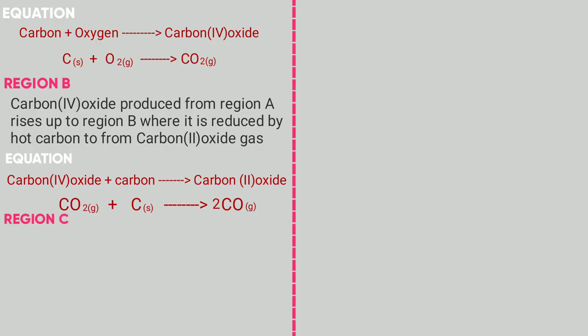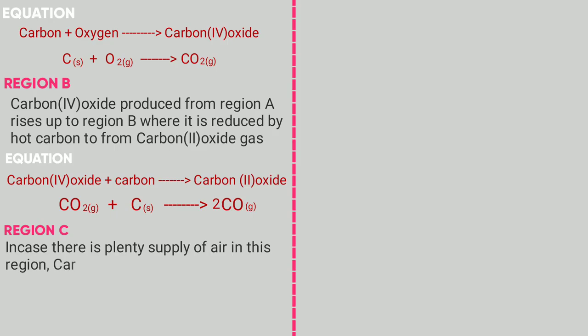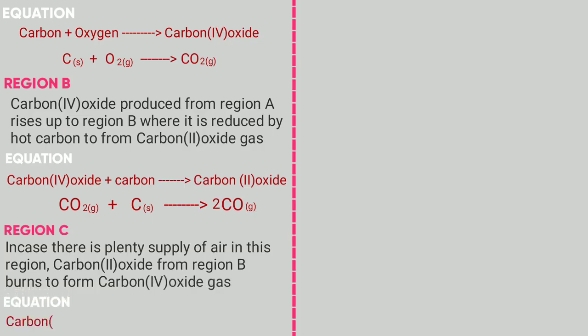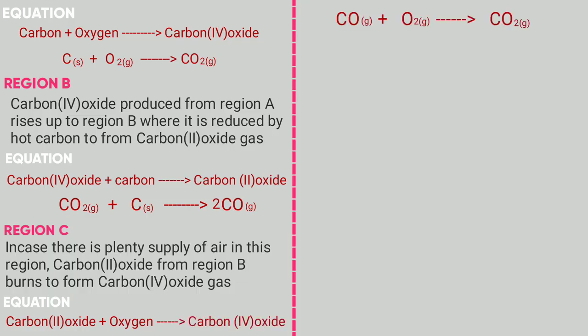Now in region C, in case there is plenty of air supply, carbon 2 oxide from region B burns to form carbon 4 oxide gas. The chemical equation is CO gas plus oxygen O2 arrow CO2 gas. Balance the equation, place 2 where there is carbon 2 oxide and 2 where there is carbon 4 oxide.